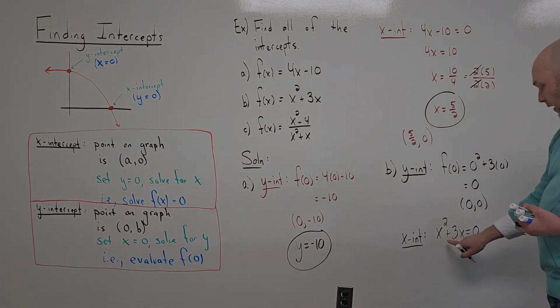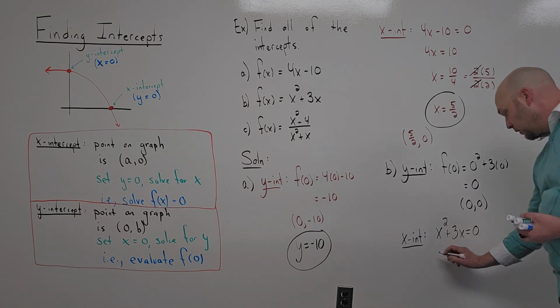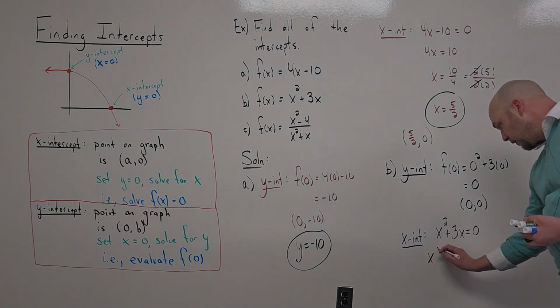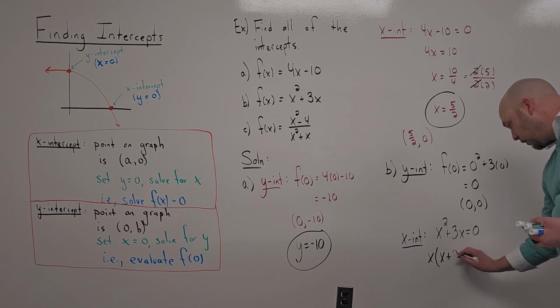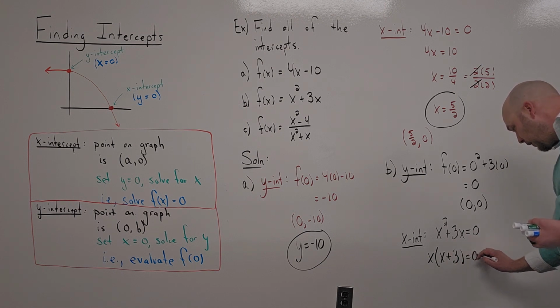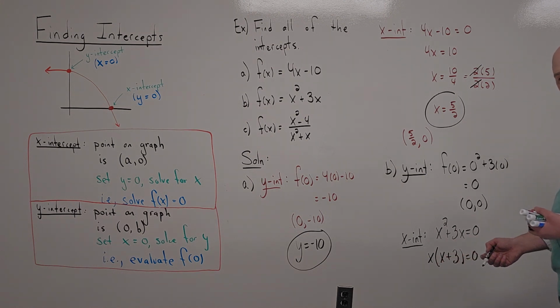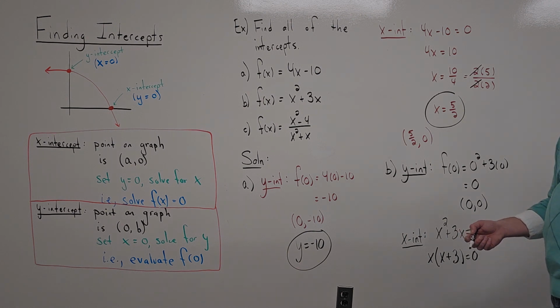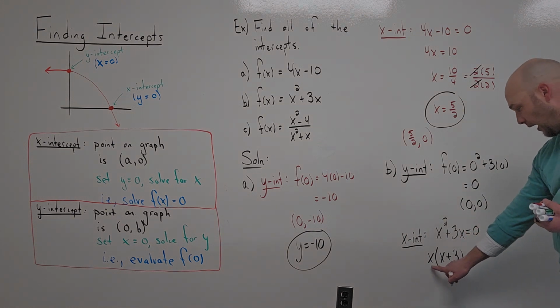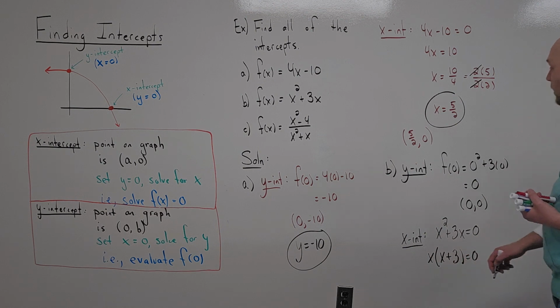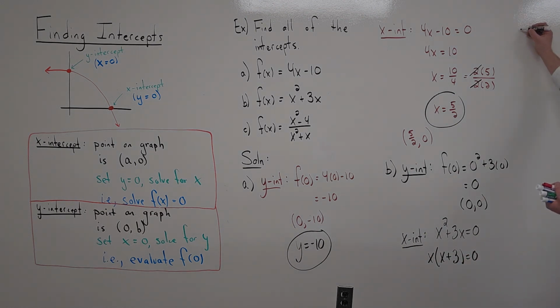Notice both of these have a factor of x, so I can write this as x times x plus 3 is equal to 0. And the idea is if I've got a product equal to 0, that means one of the factors must be 0. Therefore, either x is 0 or x plus 3 is 0.